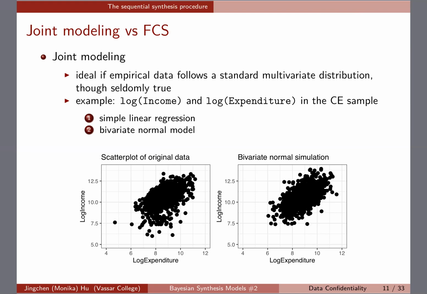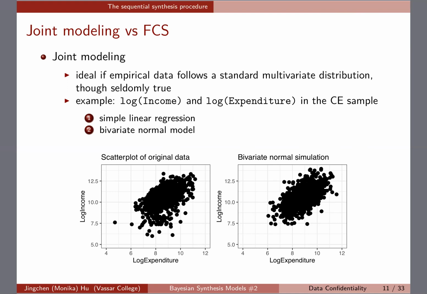So joint modeling and the full conditional specification. I was saying that joint modeling, if you can do it, great. If you can specify a joint model, like I said, in 347, we haven't talked too much about it. And in this intensive, we probably wouldn't talk too much either, just because FCS, or the sequential synthesis, can be used pretty flexibly. But I do want to give you an idea of what we mean by joint modeling.